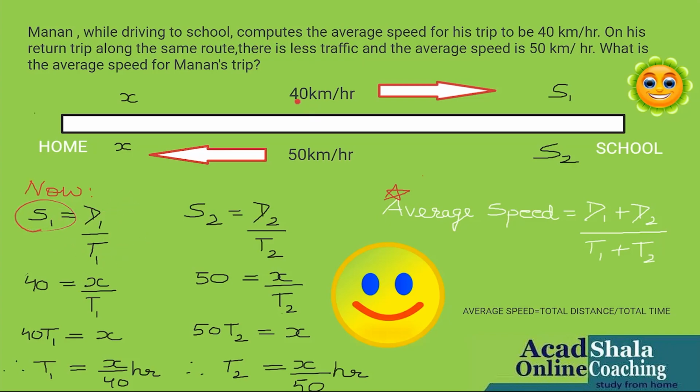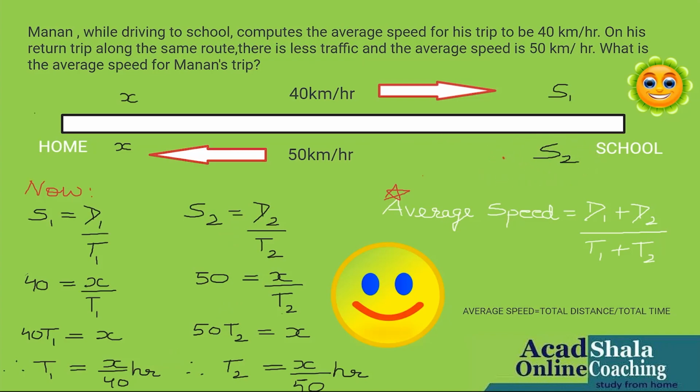What is S1? 40 kilometer. Quote the value, children. 40. What is D1? X. Quote the value, children. X upon T1. We have to find out. Cross multiply. 40 T1 is equal to X. Hence T1 is equal to X upon 40 hours. We should know the units also, that is x upon 40 hours.